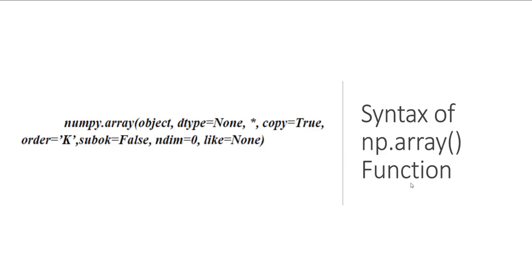Now subok and ndmin are optional parameters. Mostly we do not use these parameters while creating an array, but if you want to set the minimum number of dimensions, then you can easily use the ndmin parameter. So let's see an example for a better understanding of the concept.